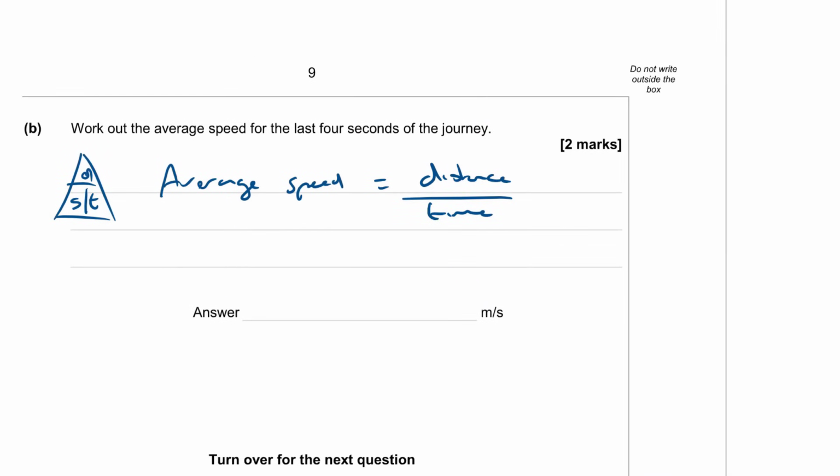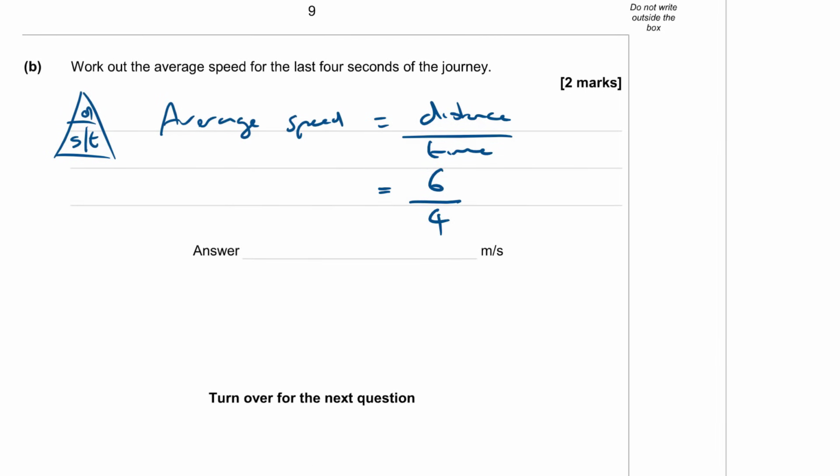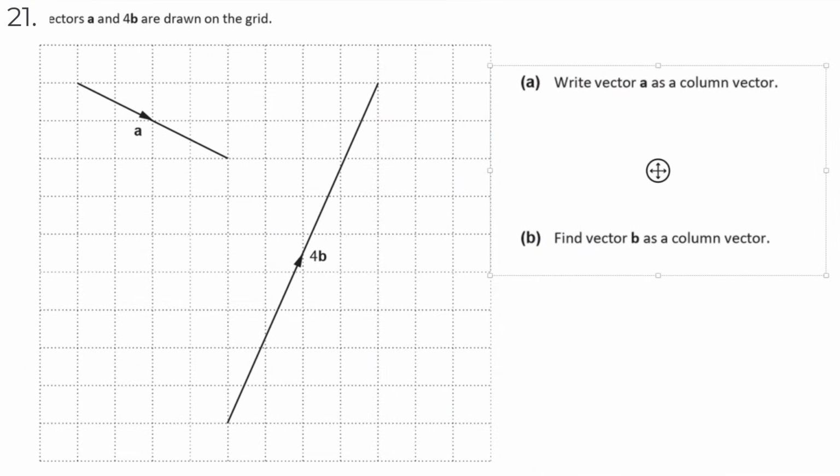So then average speed is going to be our 6 divided by 4, which is 3 over 2 meters per second. Question 7, vectors A and 4B are drawn on the grid. And then part A says, write vector A as a column vector.